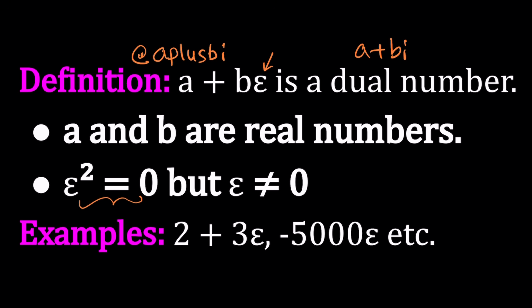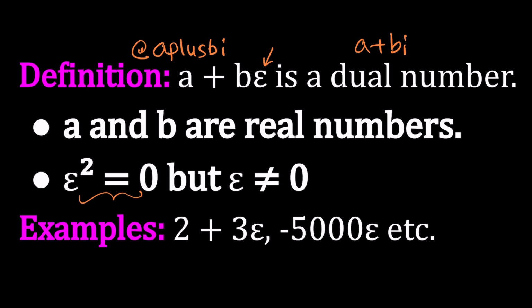And these are some examples. Of course, you can provide more examples. 2 plus 3 epsilon, -5,000 epsilon, which means in this case, the real part of our number is 0. And that's something we are also going to talk about, not today, but in the next video.